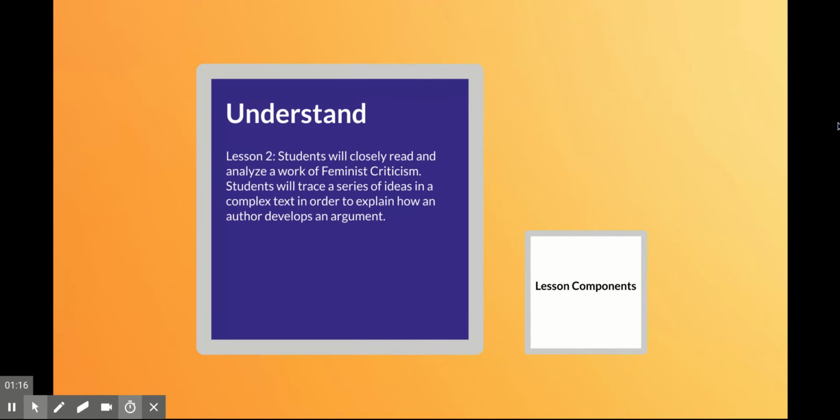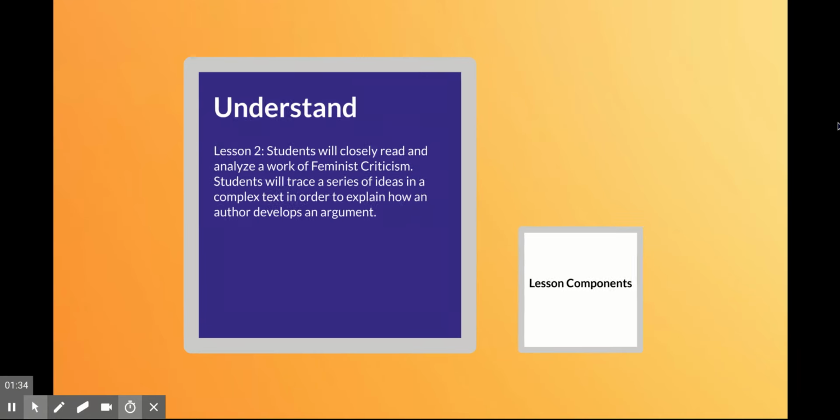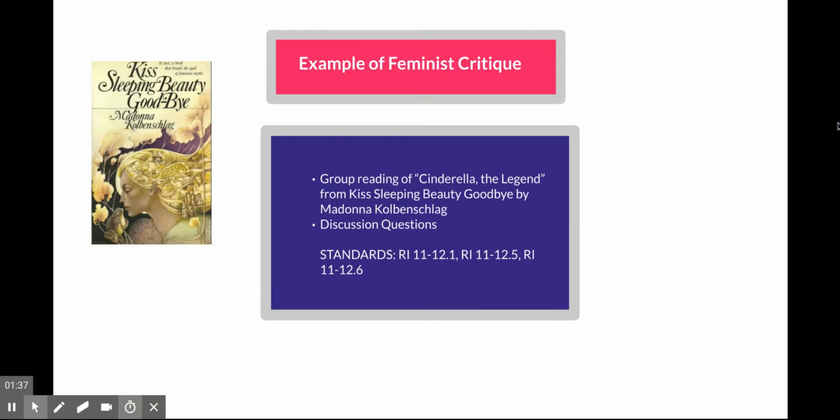For our second lesson, we're going to maybe start to understand these concepts a little bit better. Here, I want you to closely read a work of criticism, of feminist criticism specifically. You're going to look at these ideas in a complex text and explain how this author develops their argument. Within that lesson, we're going to be looking at a reading called Cinderella, the Legend. It's from Kiss Sleeping Beauty Goodbye, and this is by Madonna Kolbenschlag, who is a famous feminist critic.